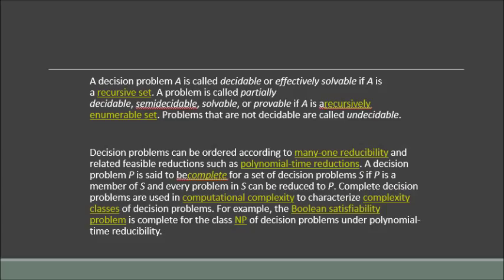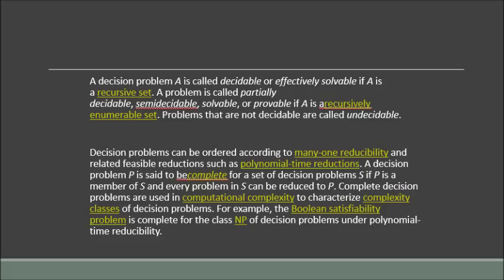Decision problems can be ordered according to many-one reducibility and related feasible reductions such as polynomial time reductions. A decision problem P is said to be complete for a set of decision problems S if P is a member of S and every problem in S can be reduced to P. Complete decision problems are used in computational complexity to characterize complexity classes.